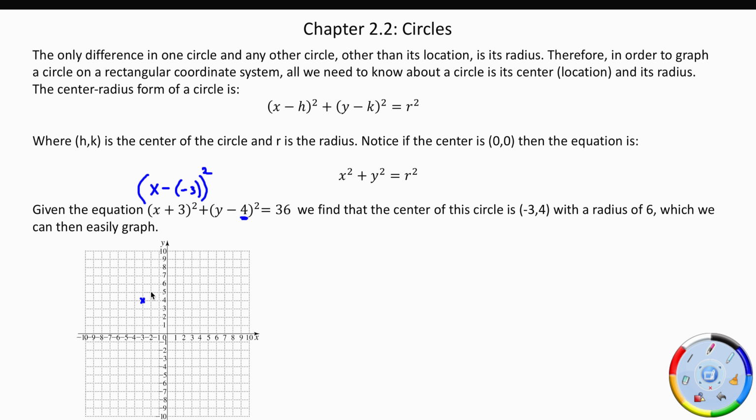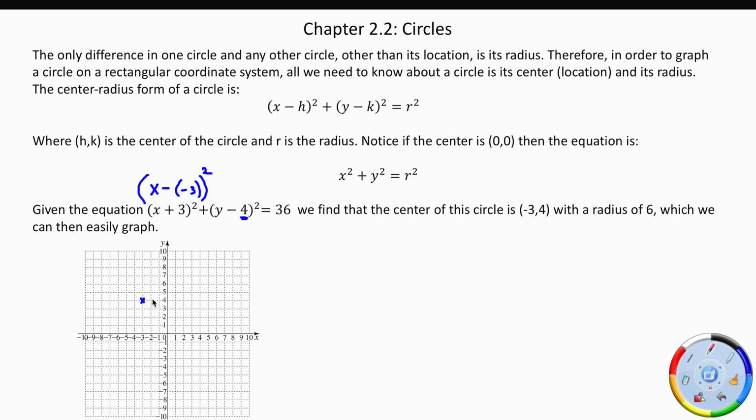I can't go diagonally because the distance across this diagonal is not 1. Again, think about the Pythagorean theorem: that would be a squared plus b squared. So this is the square root of 2, this distance here, about 1.4, not 1.